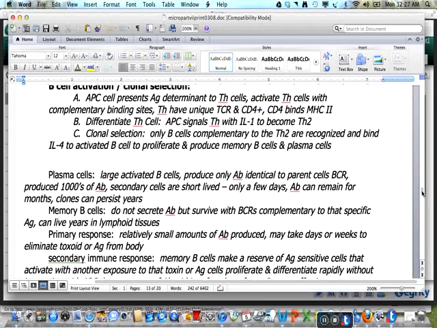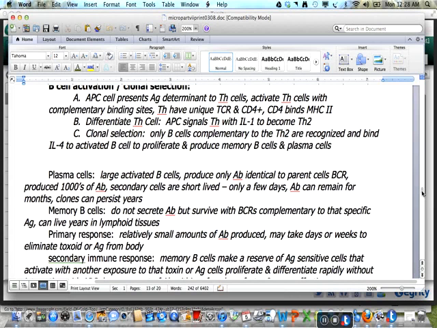Plasma cells are large activated B cells. They only produce antibody identical to the parent cell BCR, which results in the production of thousands of antibodies. These cells are short-lived, lasting only a few days. The antibody can remain in the body for months, and some clones can persist for years. The memory B cells do not secrete antibody, but survive with the BCRs complementary to that specific antigen. Memory B cells can survive for years in the lymphoid tissue.